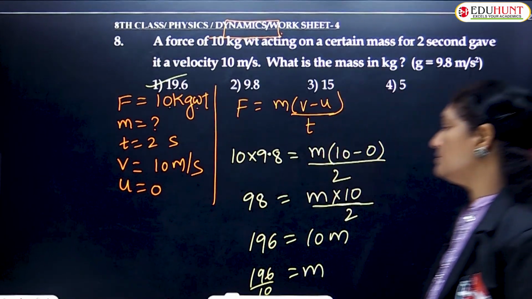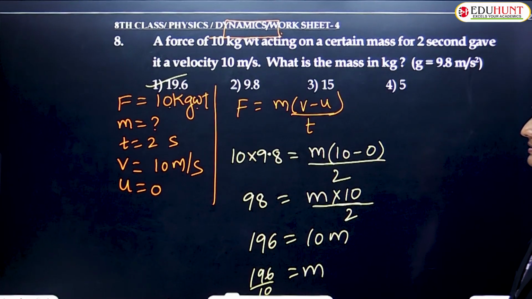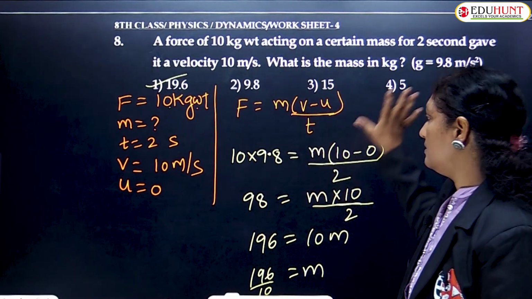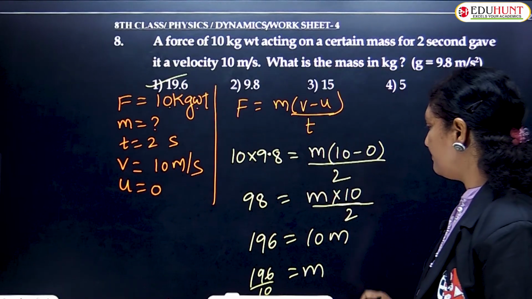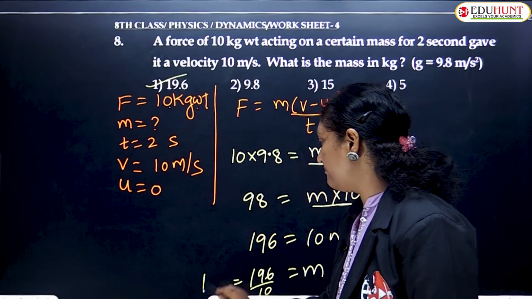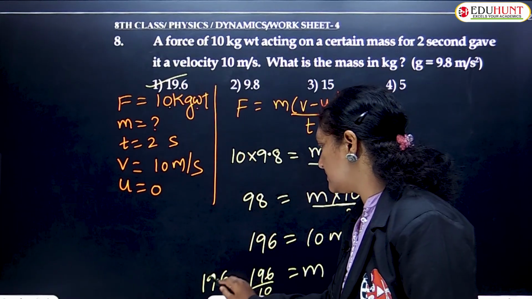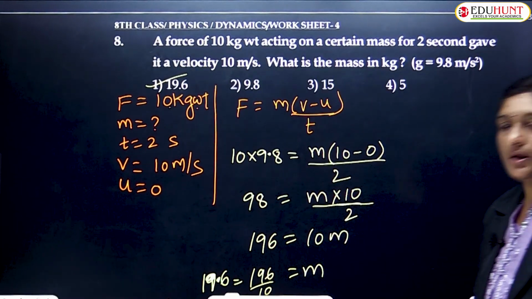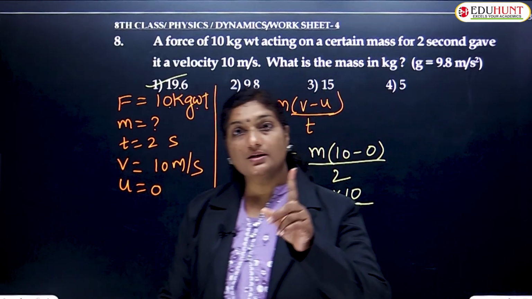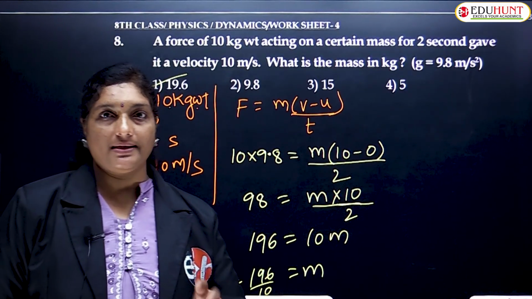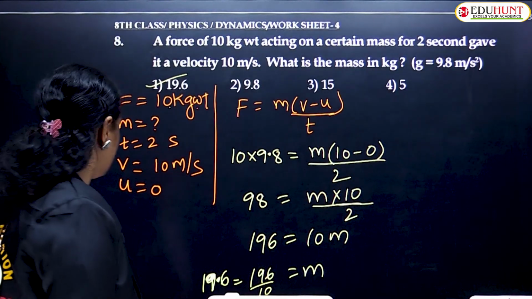Mass is equal to 19.6. Okay. So what is the answer you have? 19.6. 196 by 10 is nothing but 19.6 kgs. Okay. Well, let us also continue with the SAT numericals. Before we leave, let us also continue with the SAT numericals in the same chapter.